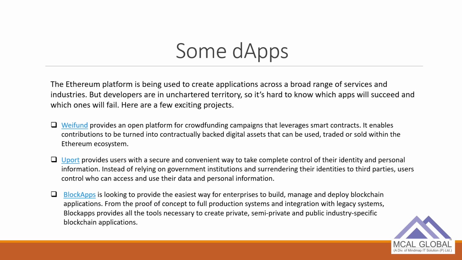So VFund is an open platform for crowdfunding campaigns that leverage smart contracts. It enables contributions to be turned into contractually backed digital assets. Now, what happens in Kickstarter is you pay for a certain startup. They say that they will be delivering this and that by whatever their project plan is. They get the money and nothing happens. You have made the donation in good faith, in receiving something in return, a product or maybe stake, etc. But there is no tracking for that.